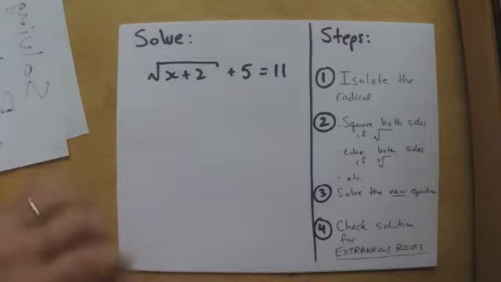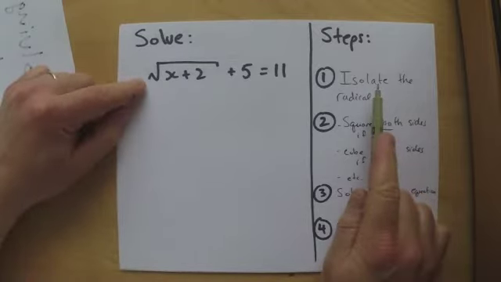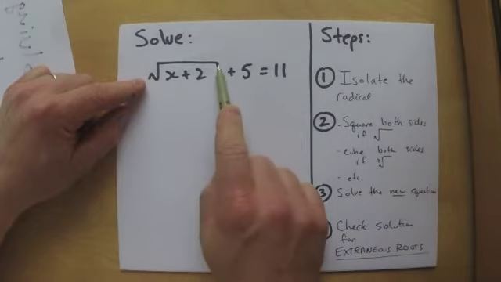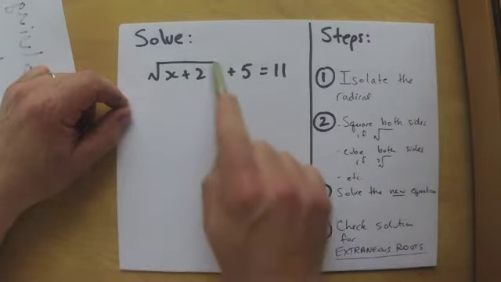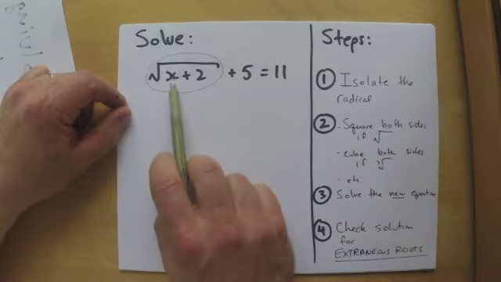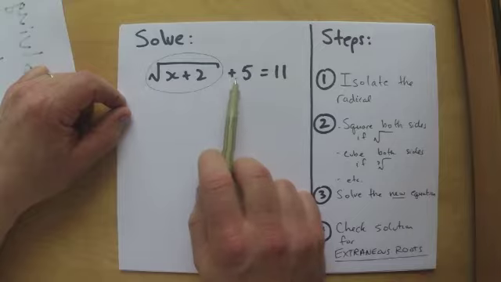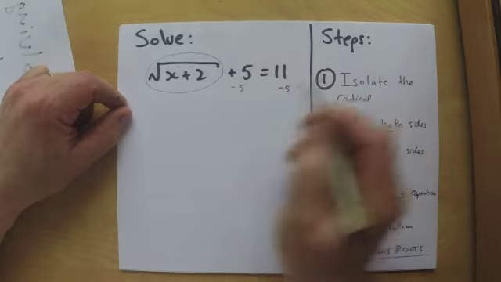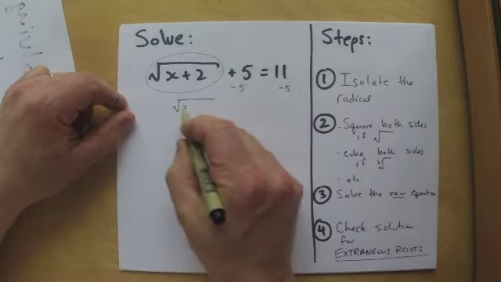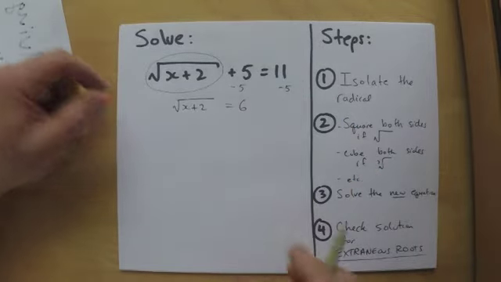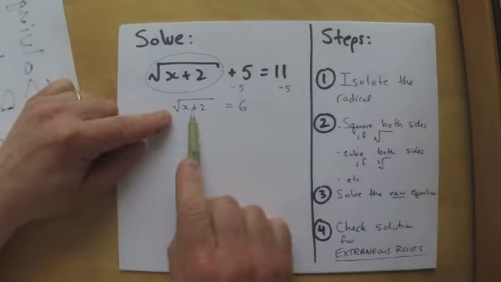Okay, first step is to isolate the radical, which means you look for the radical symbol and you want to get this guy by itself. So our goal right now is to isolate the radical. So what we're going to do to do that is the opposite of add 5. We're going to subtract 5 from both sides, and you end up with the square root of x plus 2 equals 11 minus 5, which is 6. And at that point you've isolated the radical, which makes this a little bit easier to work with.